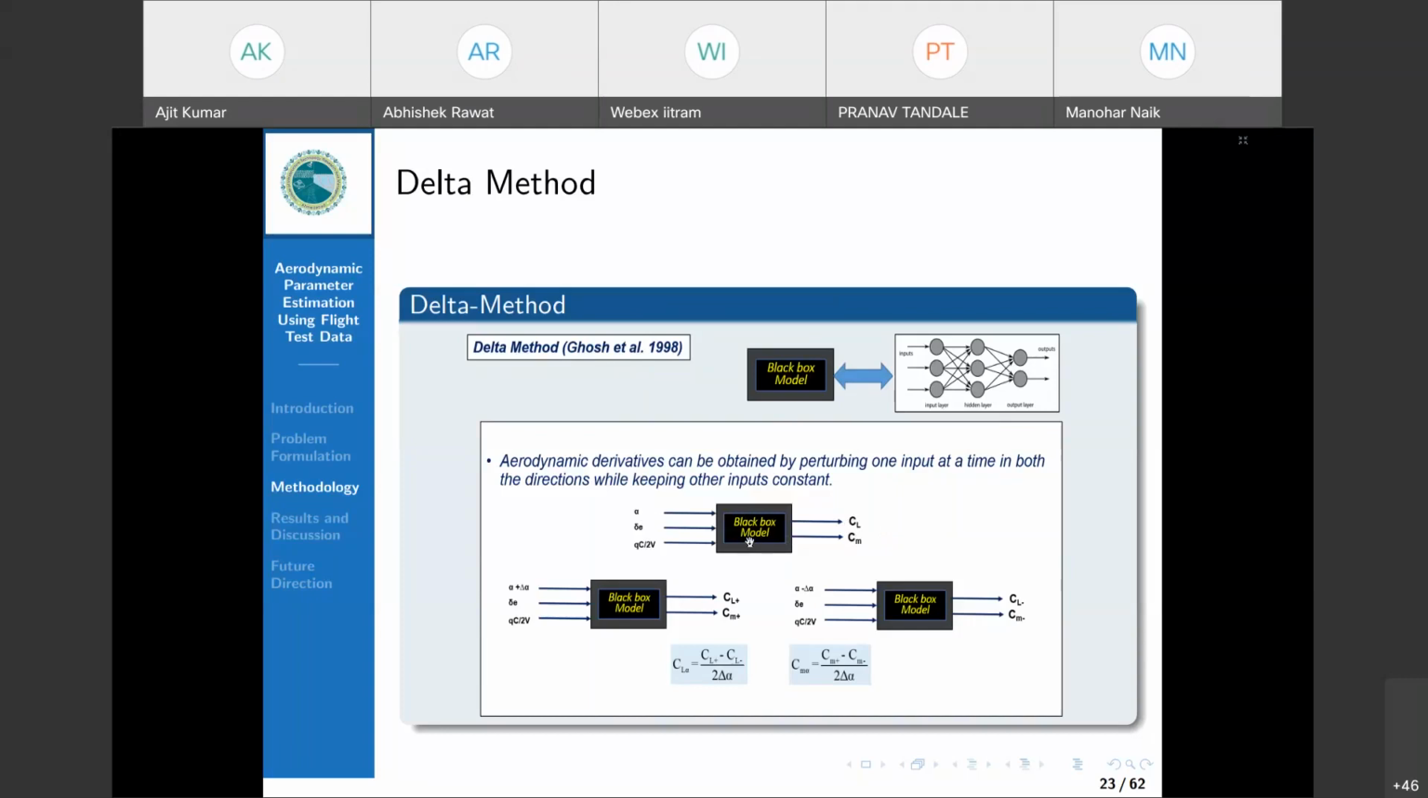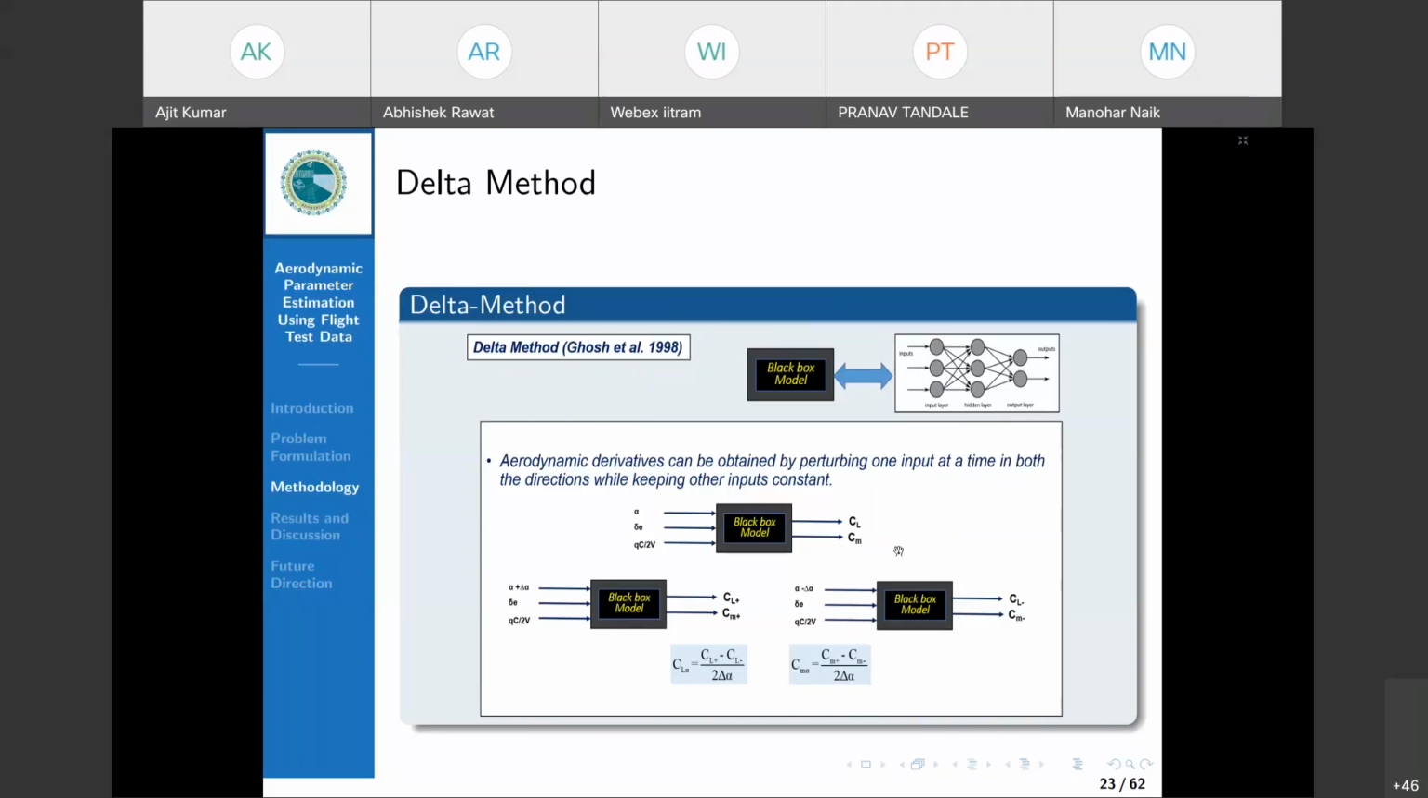After getting this model, we perturb the variables in both directions. For example, for alpha, we add delta of alpha, perturb the model, and note down what happens to CL and CM. Let's say after positive perturbation, they give you the output CL plus and CM plus, and after negative perturbation, they give you CL minus and CM minus. So this is a perturbation in both directions. Please note that when I'm changing alpha, we are not changing the other two variables, delta E and QC by 2B.